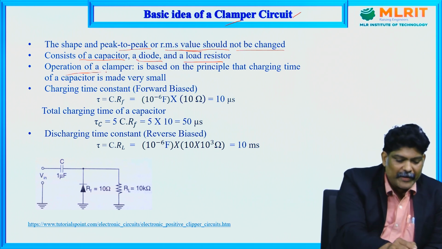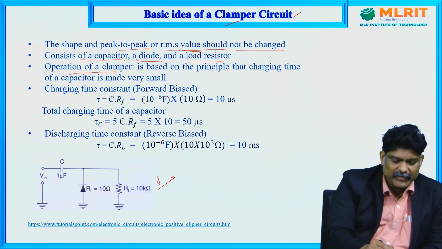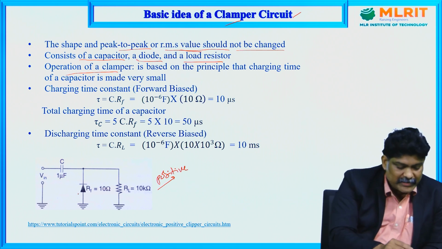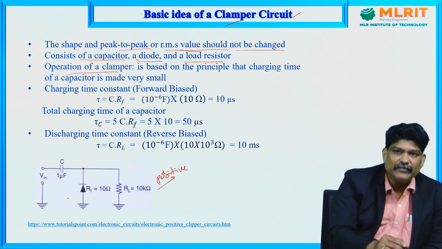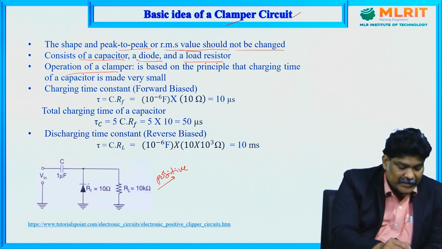Now the operation of the clamper. This is the positive clamper. We have taken the example of a positive clamper. Why it is positive, we will discuss one by one. Here the negative is connected.